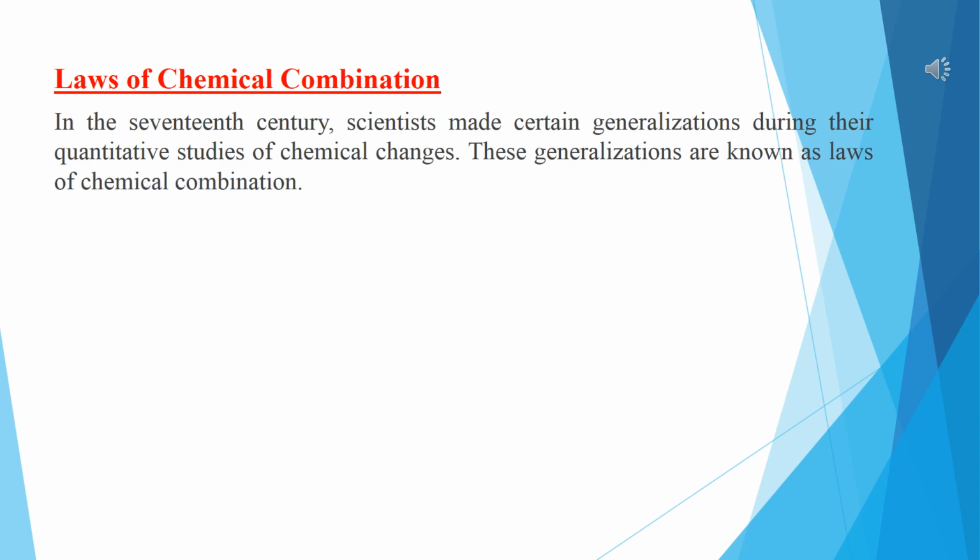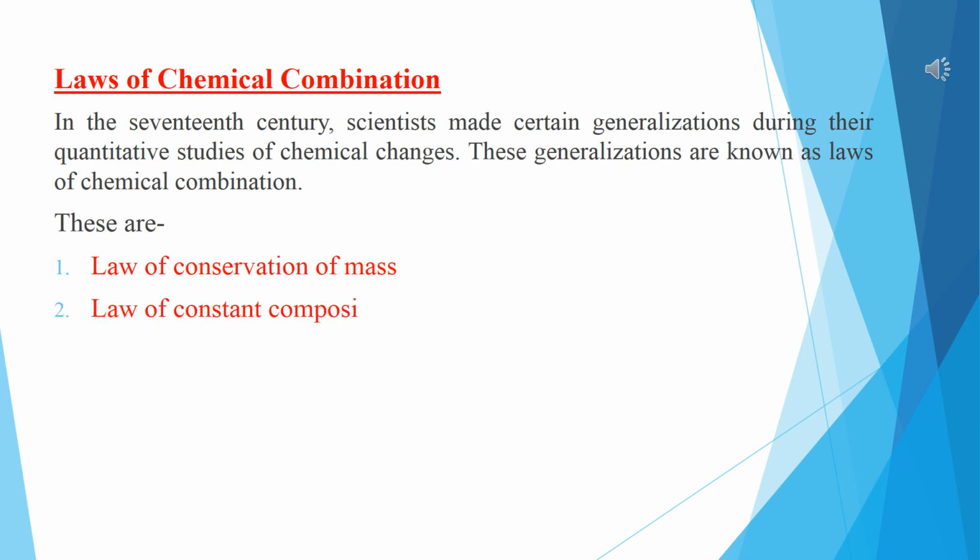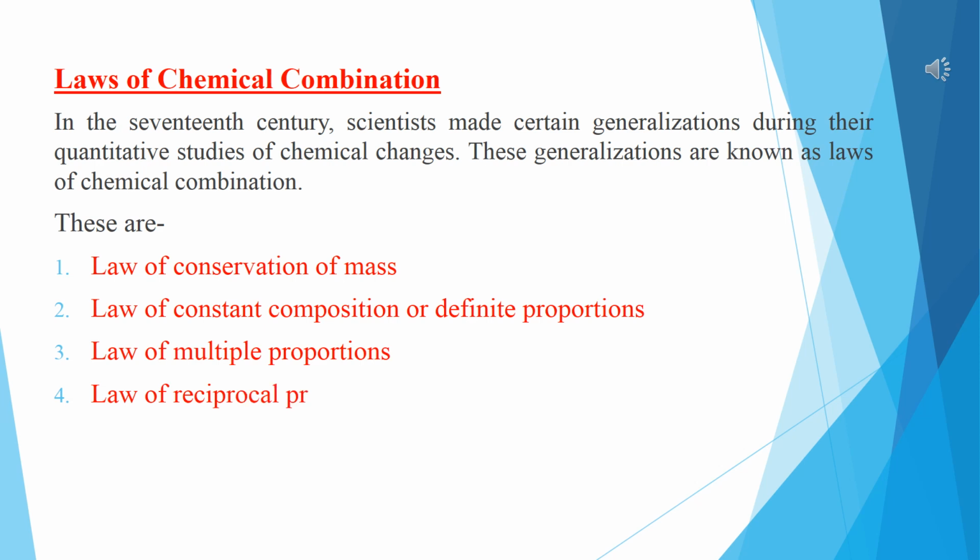So today in this topic we are going to discuss 5 important laws of chemical combination. These are: first is law of conservation of mass, second is law of constant composition or definite proportions, third is law of multiple proportions, fourth is law of reciprocal proportions, and fifth is Gay-Lussac's law of combining volumes.